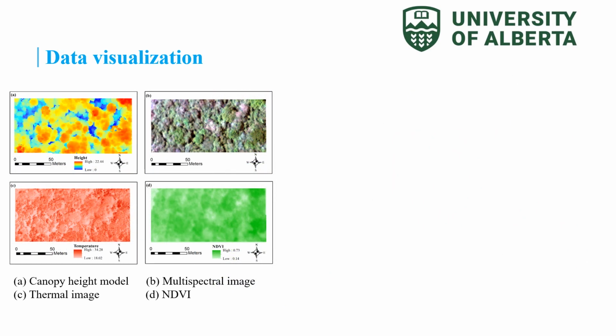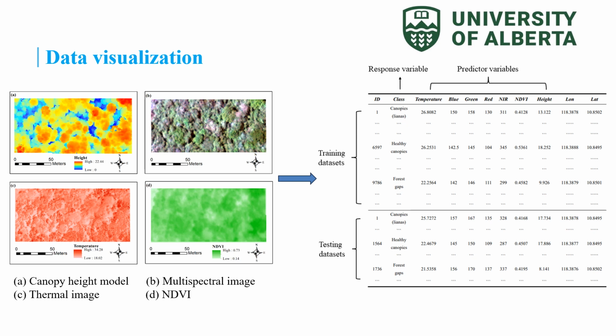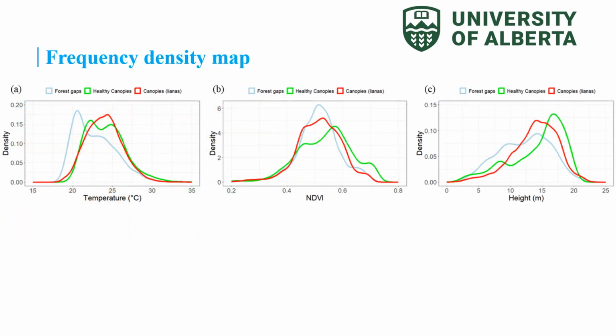Here are some raster images derived from those remote sensing data sets. That's a canopy model that shows height information, a multispectral image that has 4 bands, a thermal image that shows temperature information, and finally, NDVI map that shows NDVI information. I just put all this information into the final data table, and it looks like this. Furthermore, I plot the frequency density map for temperature, NDVI, and the tree height.